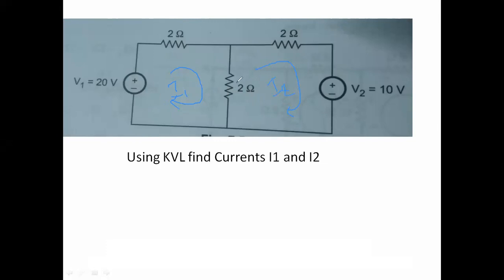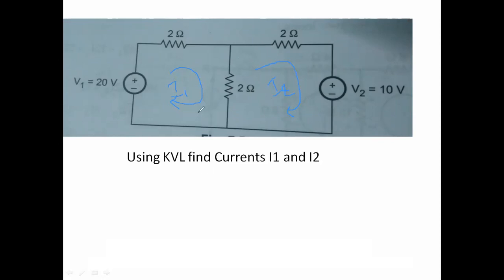At this particular 2 ohms resistance, two currents are flowing. I1 is coming in this direction and I2 is coming in this direction. The difference of both currents is obtained here. With this we have to develop two equations corresponding to I1 and I2, and from there we can find the two currents.